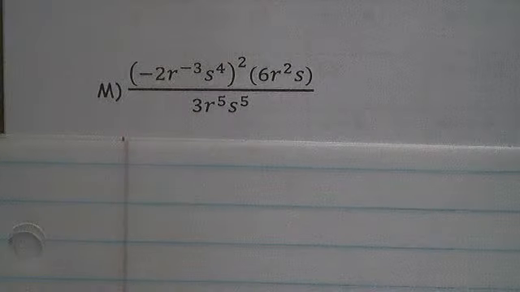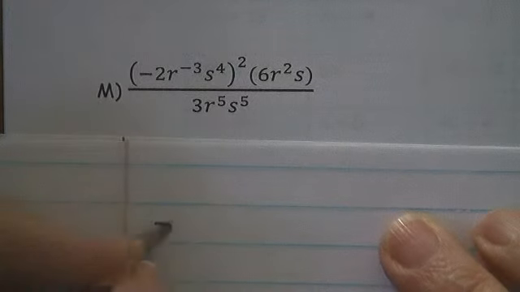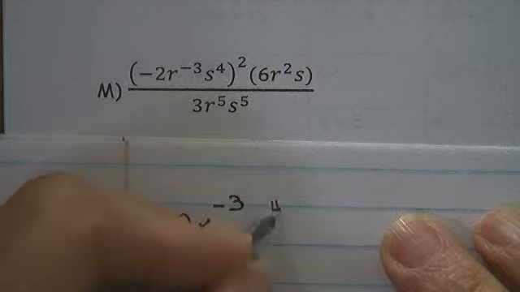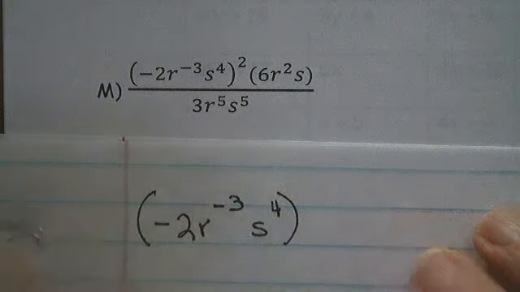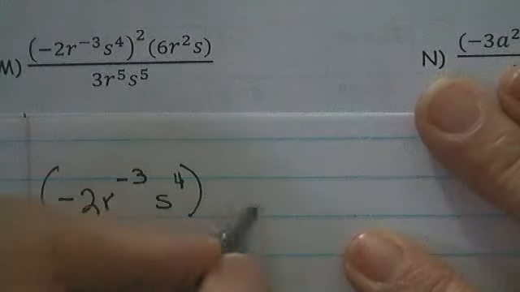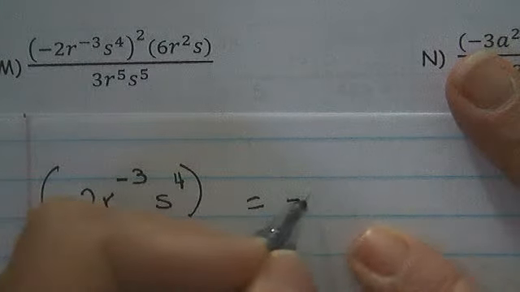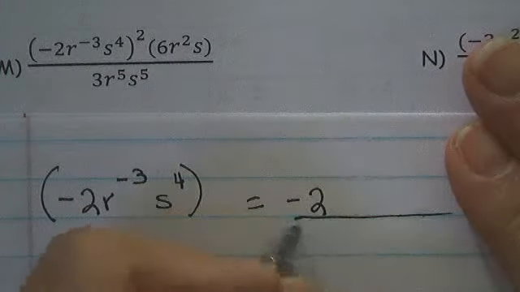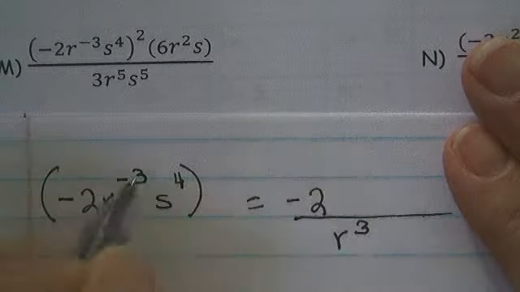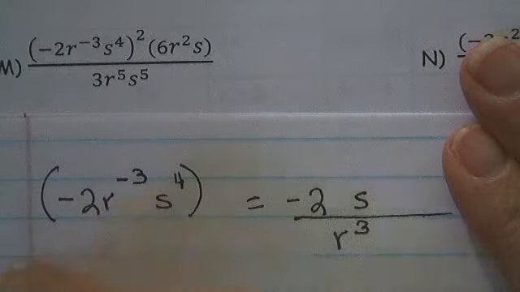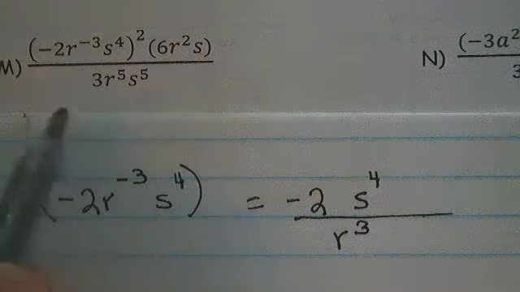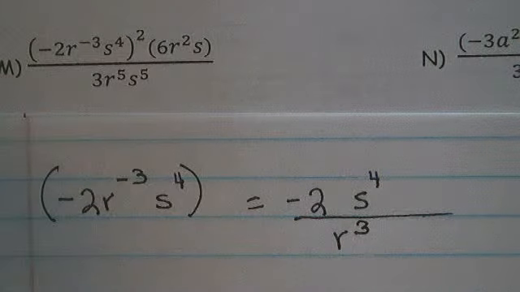So we're going to begin with negative 2r to the negative 3 s to the 4th, and that, it turns out, is negative 2 over r cubed times s to the 4th. Nothing else inside the parentheses needs to be simplified.